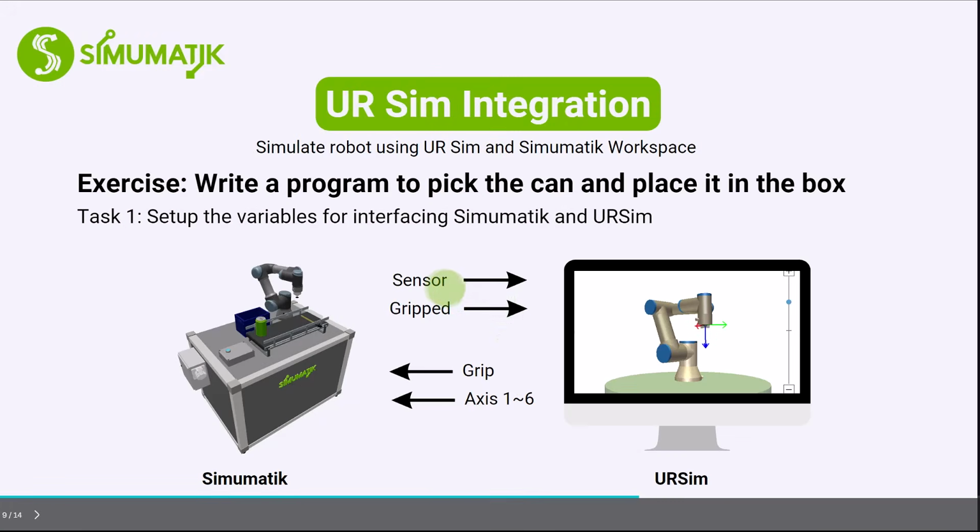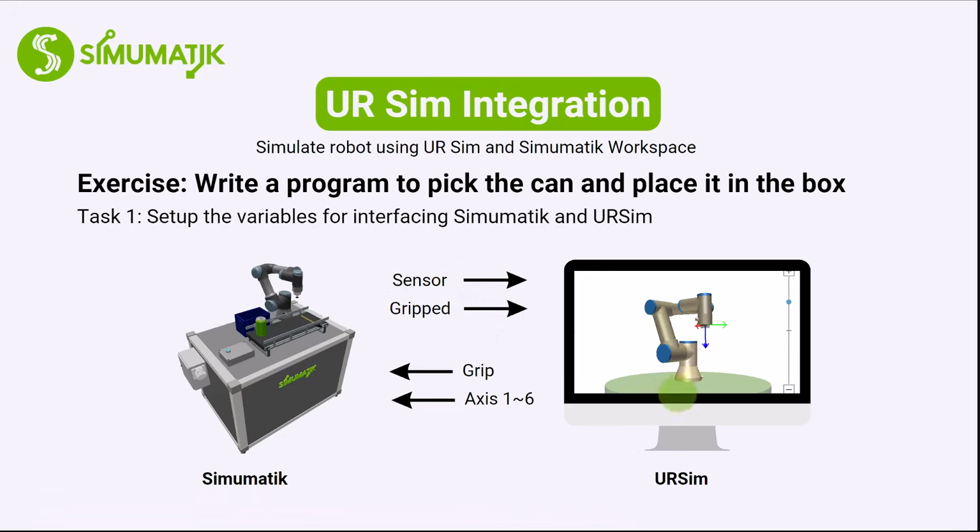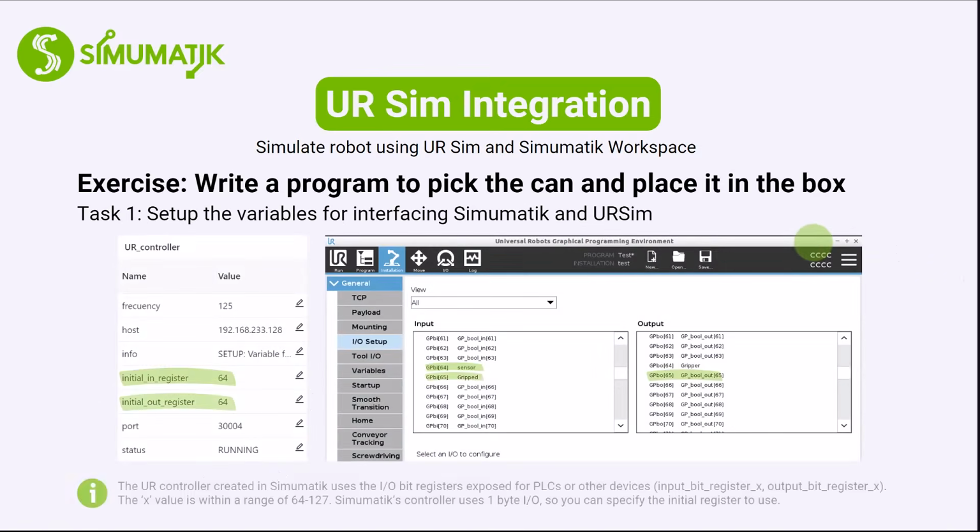To bridge these signals, we have defined first 2 signals, sensor signal going to URSIM, and grip signal going to URSIM. So these 2 signals have to go there, but how it has to go there, we have to define some variables. Similarly, URSIM will say, okay, now I'm there, grip it. So this grip command goes to Simumatik to actuate the gripper. Okay, so basically we have three Boolean signals: sensor, gripped, and grip. So to do that, we have to define variables.